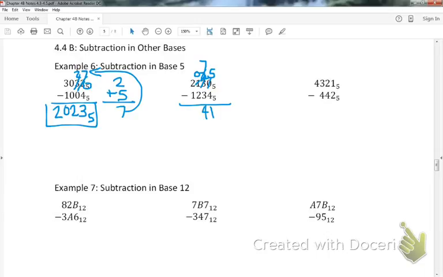Moving to the next column, again, I can't subtract 2 from 0, so I have to borrow again. So the 2 becomes a 1, and the 0 becomes a 5. So 5 then minus 2 gives me 3, and 1 minus 1 would just be 0, so we don't write in that column. So 341 in base 5 is my final answer.